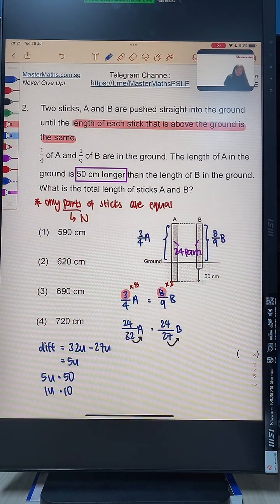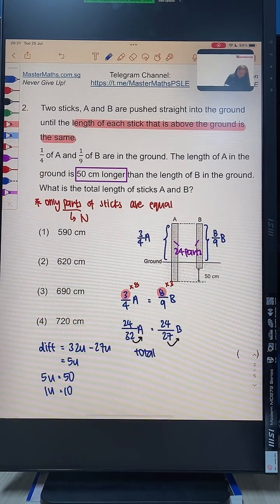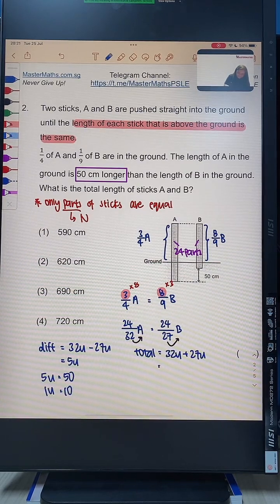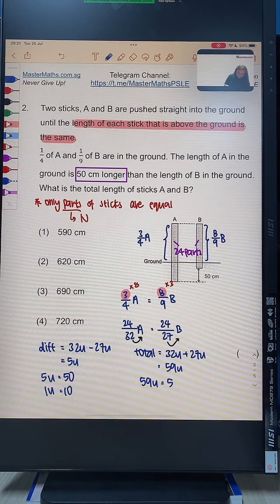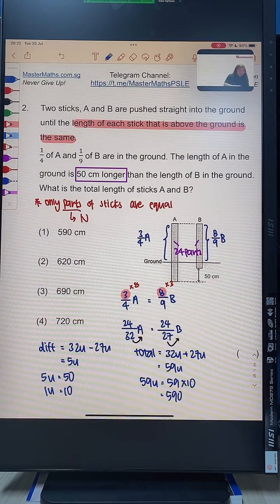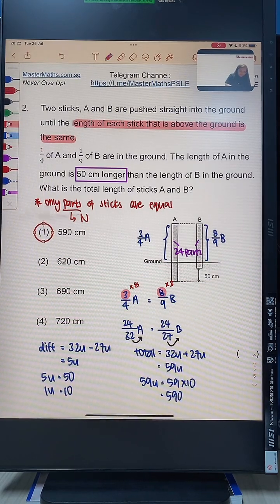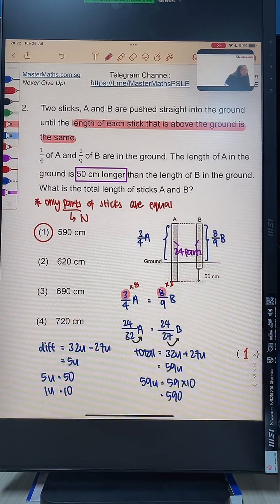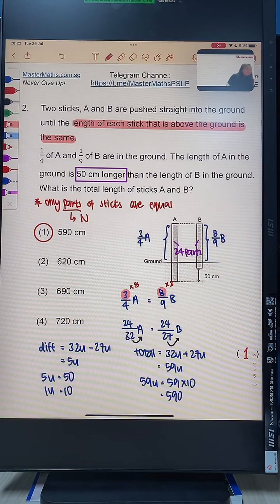Okay. So if 1 unit is 10, we want to find the total. So all I gotta do is look for the total. 32 units plus 27 units gives us 59 units. So 59 units must be 59 times 10 to give us 590. Okay, so the final answer for question 2 is option number 1, 590 cm.